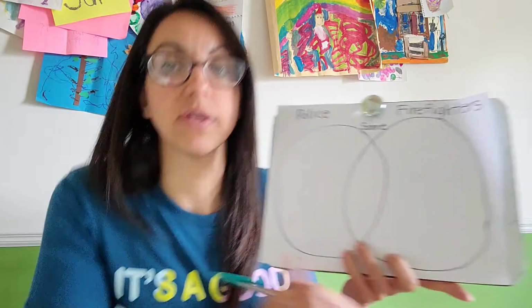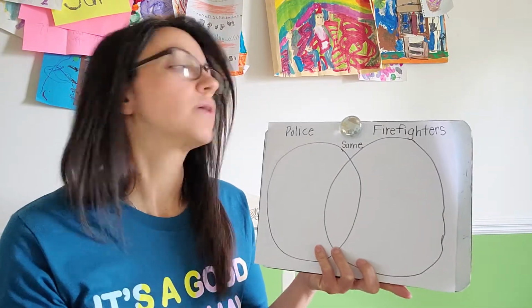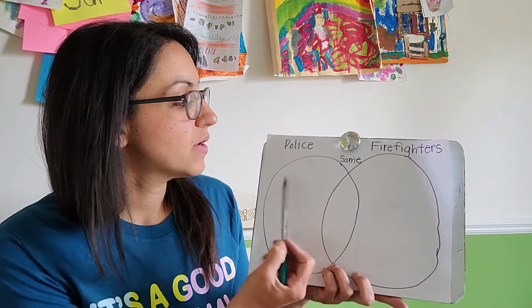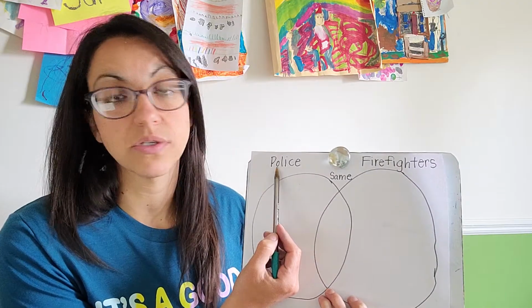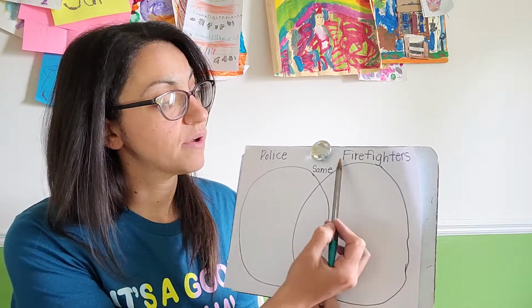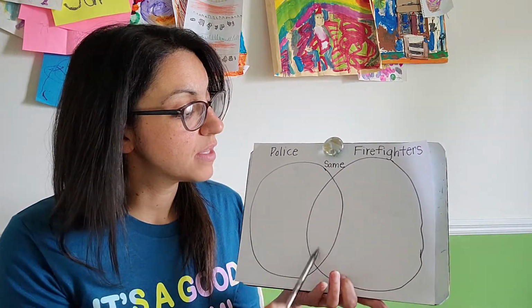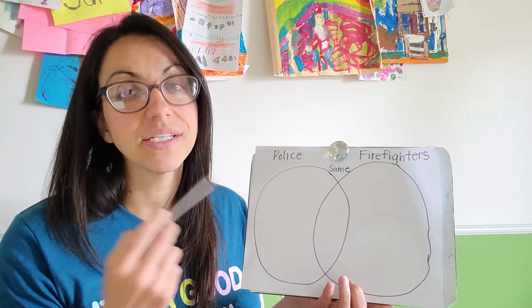Do you guys remember using Venn diagrams at school? Okay, let's see if you remember this. So I have one circle over here. This is for police officers. And I have another circle over here for firefighters. And in the middle, I have this part right here. Does anybody remember what that's for? That's for how they're the same.